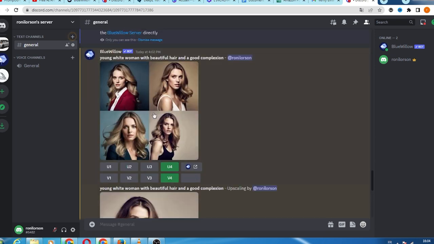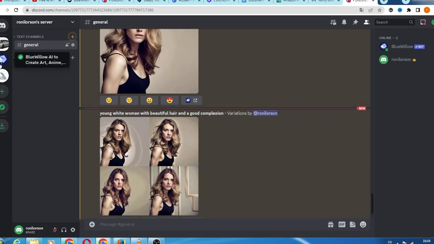Conclusion. Thank you for coming to see me today to discover BlueWillow. If you are looking for an easy-to-use and free AI image generator, then BlueWillow is for you.